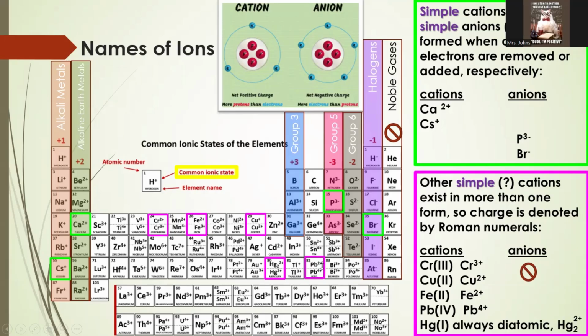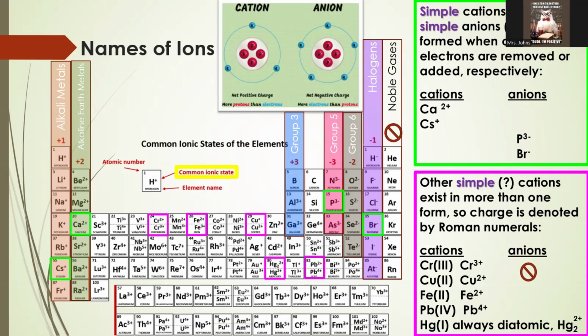And then lead can have a 2+ or a 4+. So lead with the Roman numeral 4, so 4+. Now mercury's really weird. So mercury, it says it's a 1+, which it is, but the trick is it's always diatomic when it's 1+. So that makes it 2+ because there's 2 of them.